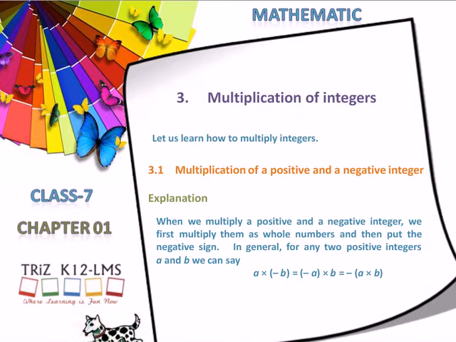Multiplication of integers. Let us learn how to multiply integers. 2.1 Multiplication of a positive and a negative integer. Explanation. When we multiply a positive and a negative integer, we first multiply them as whole numbers and then put the negative sign. In general, for any two positive integers, a and b, we can say a into minus b is equal to minus a into b is equal to minus (a into b).